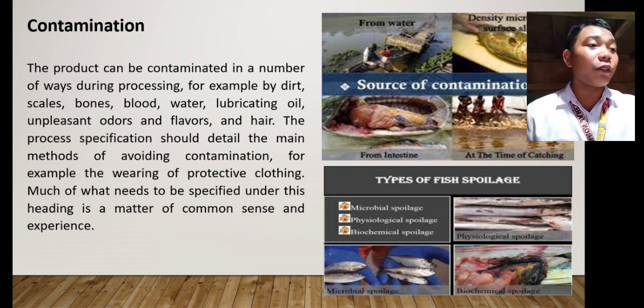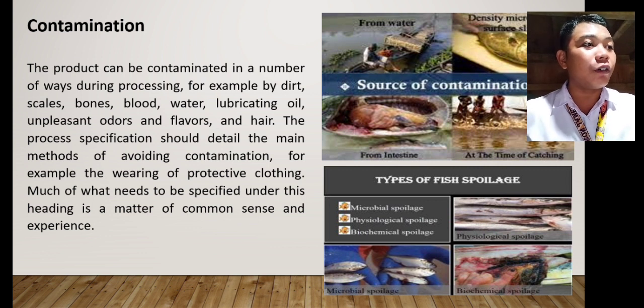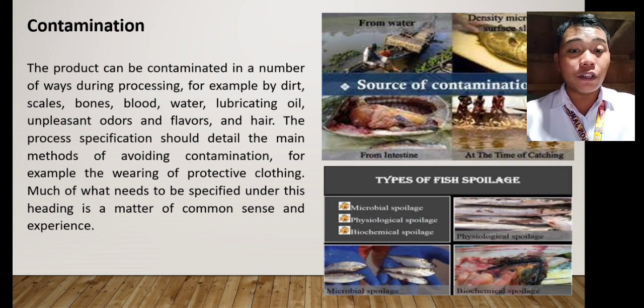So, makita nato diri nga mga different sources of contamination. Pwede siya sa polluted water, pwede siya og mga microbes, pwede siya sa gikan sa mga intestines, so most probably mga parasites. Then sa time of catching, sa panahon sa imong pagkuha, posible nga didto ang contaminants. Pwede siya og types of fish spoilage na microbial, physiological, and biochemical.